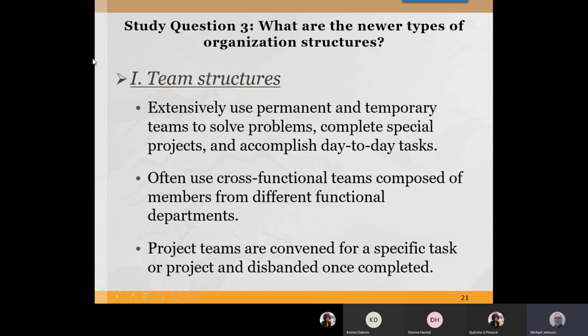So the next question we want to take a look at is what's new? What's happening? What are the newer types of organizational structure? Extensively used, these are the team structures. Teams have become really important.